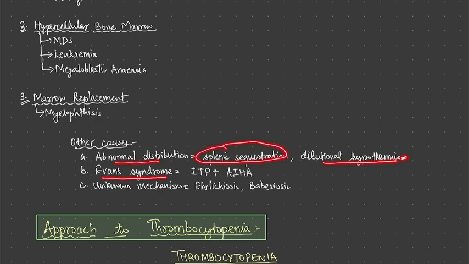Right? There are some other causes which are not classified otherwise, like abnormal distribution, splenic sequestration, dilutional hypothermia. Evans syndrome, which is a combination of ITP and autoimmune hemolytic anemia, in which there is direct Coombs test positive. And sometimes we do not know the mechanism. The etiologies are ehrlichiosis and babesiosis. They will all cause thrombocytopenia.